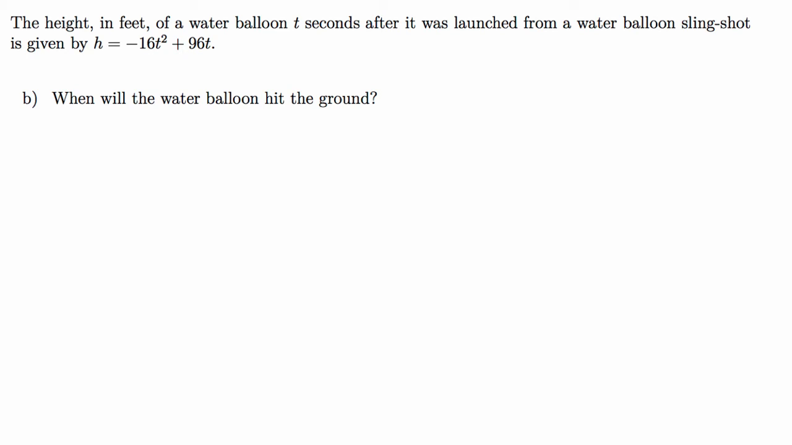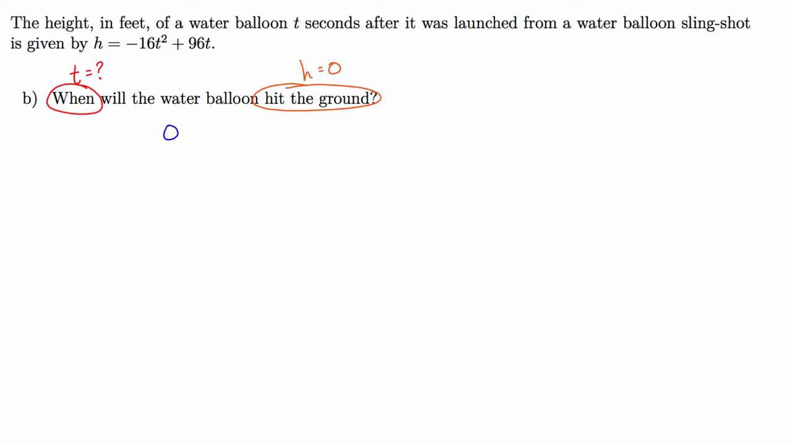In part B, we want to know when the water balloon will hit the ground. It's important to recognize from the beginning, a when question is saying, what is the t value? What is the time? If we're being asked about the time, we have to be given the height. The only other information we are given is that the balloon hits the ground. Well, in the formula we know h represents the height of the water balloon, and when the water balloon hits the ground, its height is going to be 0. So to answer this question, we need to put 0 in for the h and find the t value.